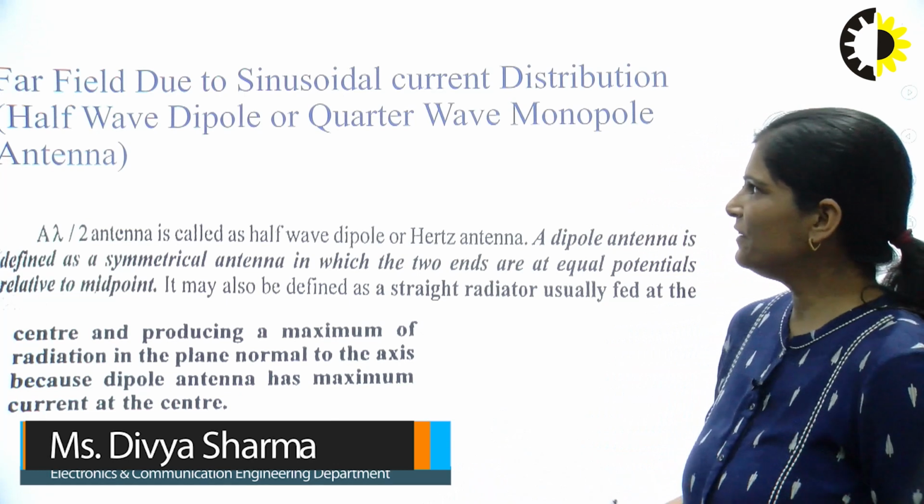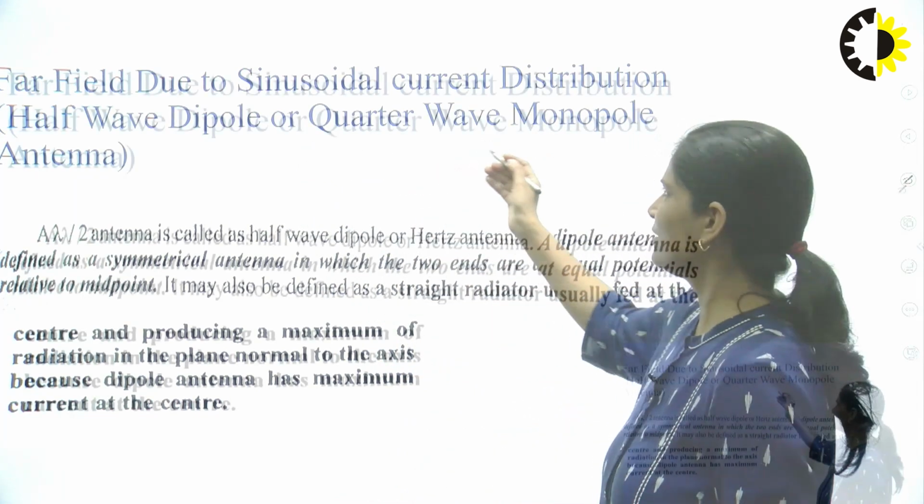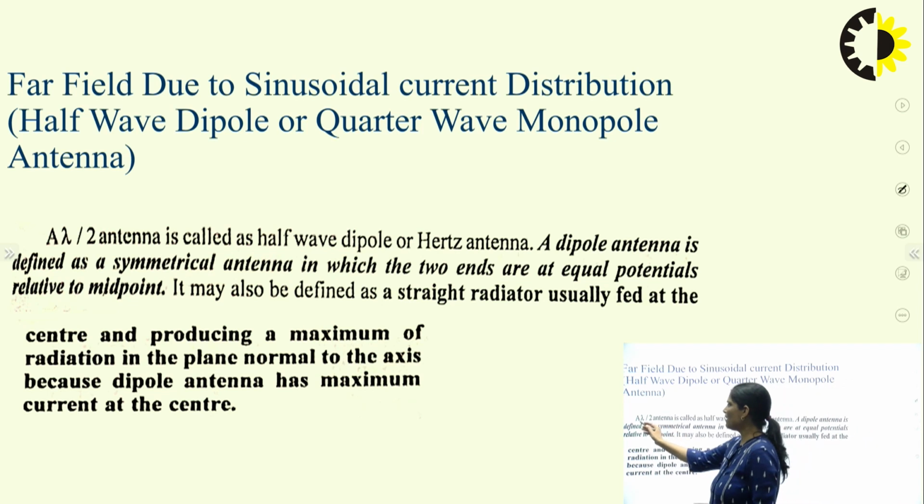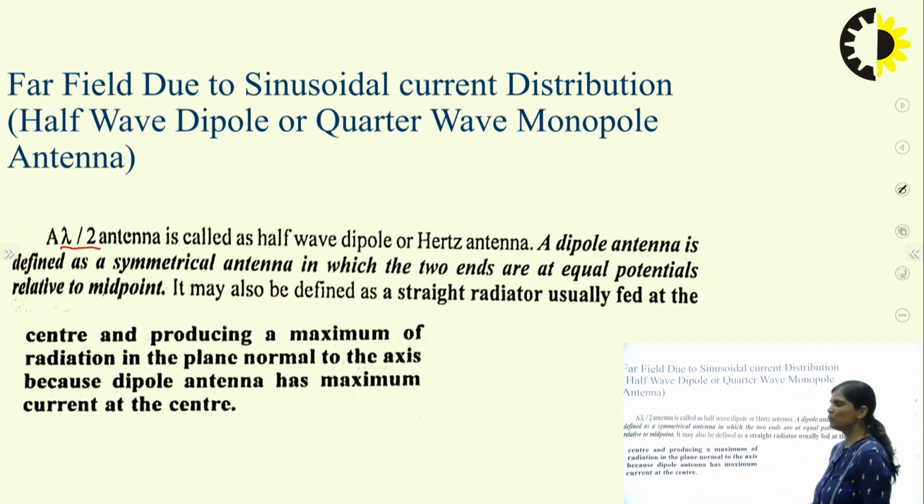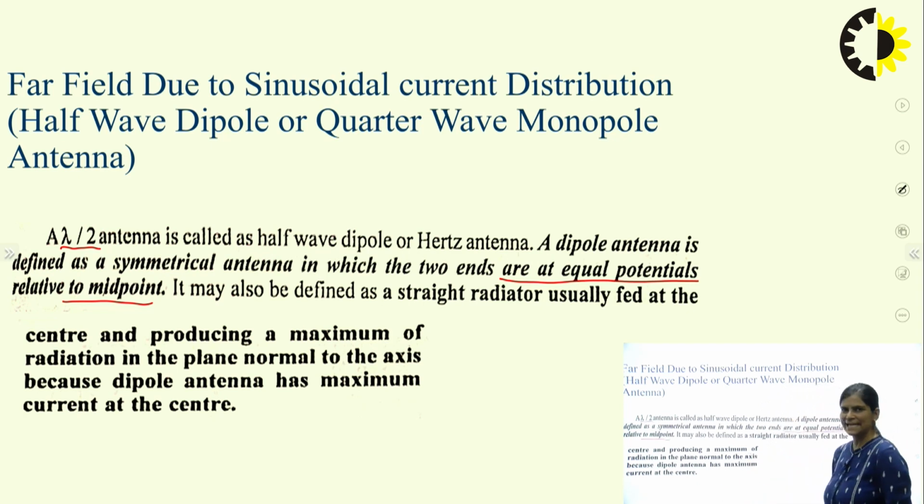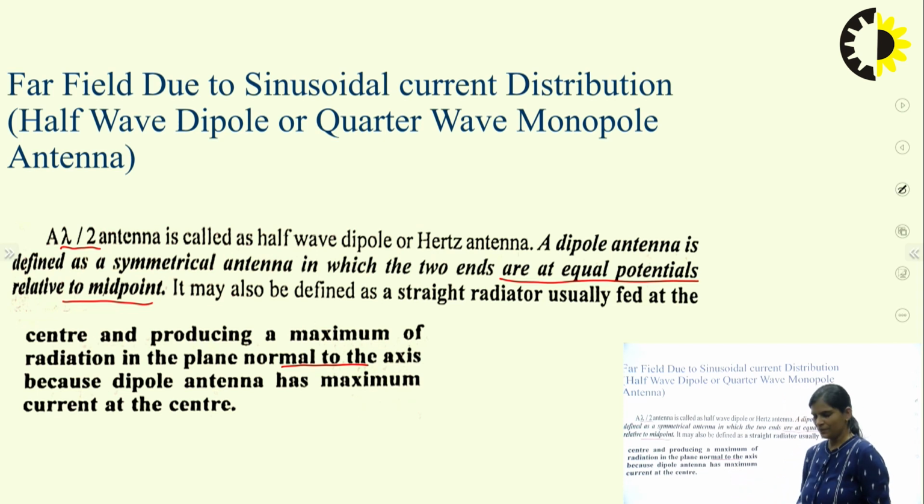So, far field due to sinusoidal current distribution, that is half wave dipole, or you can say quarter wave monopole antenna. In this half wave dipole, lambda by 2 antenna is called half wave dipole, or you can say Hertz antenna. A dipole antenna is defined as a symmetrical antenna in which two ends are at equal potentials relative to the midpoint. It may be defined as a straight radiator usually fed at the center and producing a maximum of radiation in the plane normal to the axis, because a dipole antenna has maximum current at the center.